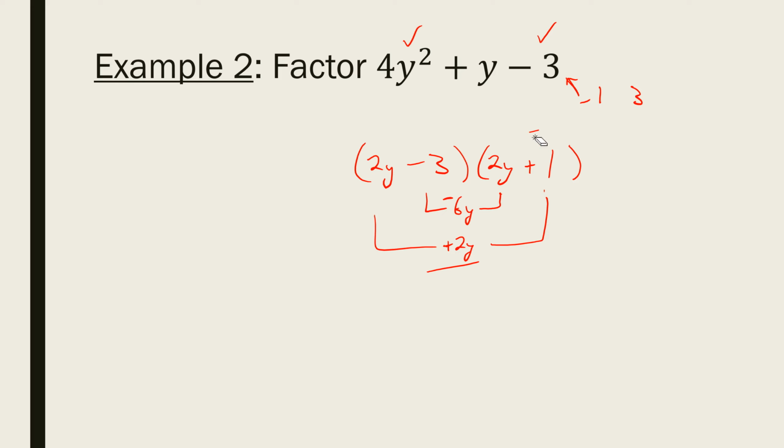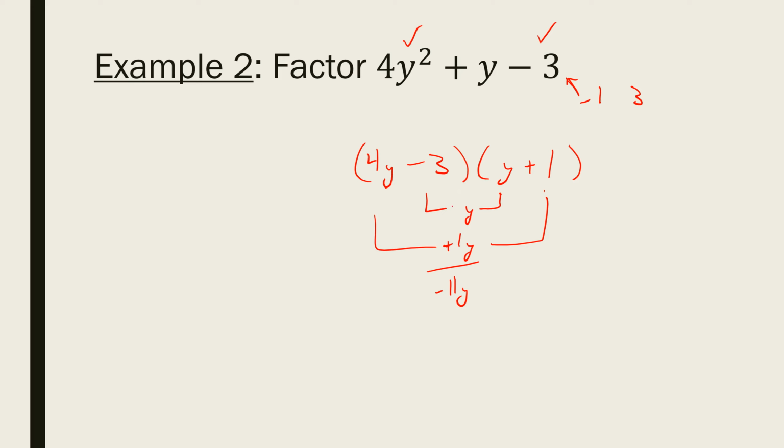2y and 2y doesn't work. Let's try the y and y and 4y. So this also multiplies to 4y squared. I'm good. In the middle, I have negative 12y, and then on the outsides, I have plus 1y. This combines to negative 11y. Clearly not working.